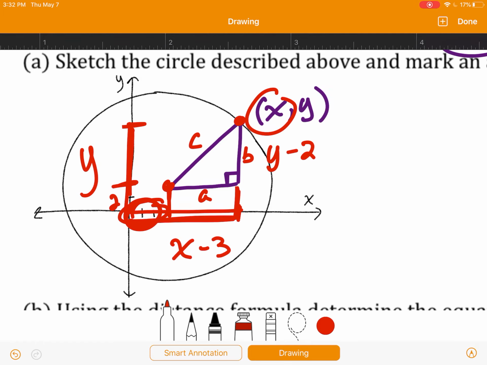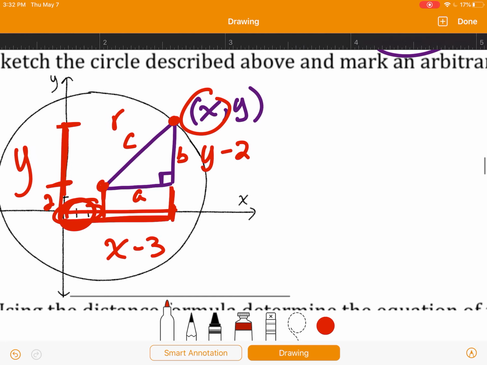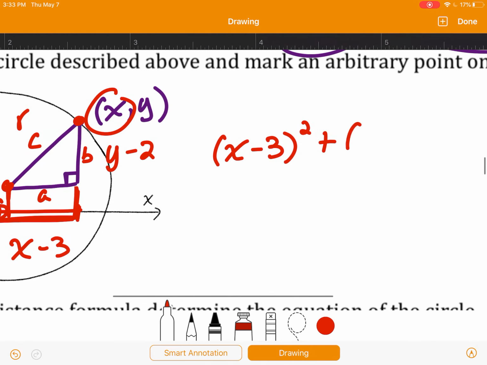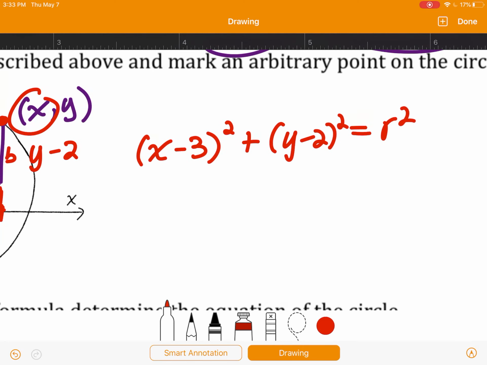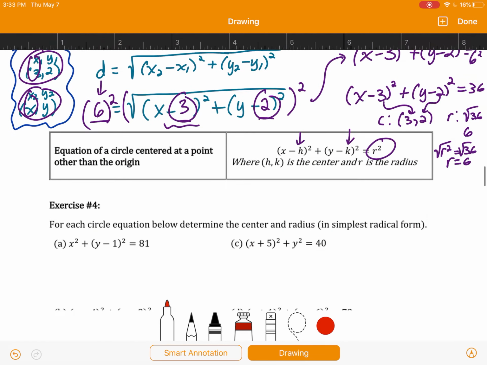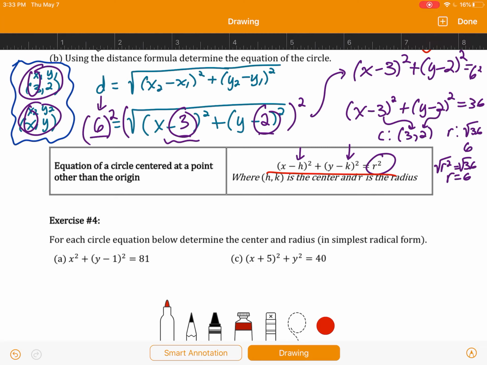And then we already said that c is our radius. So if we did Pythag for this, we would have a squared, so (x minus 3) squared, plus b squared, (y minus 2) squared, equals c squared, which is the radius squared, and in this case, that's 6. That is the exact same thing as this that we did over there. So this is just another way of showing that the distance formula and Pythag is the exact same thing, and no matter how you do it, you're going to get your equation to look like this whenever you're trying to find the equation of a circle.